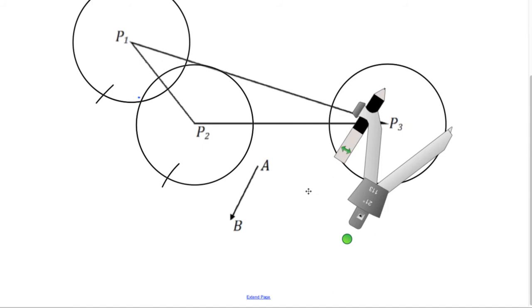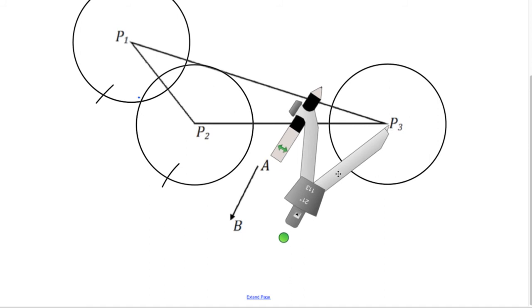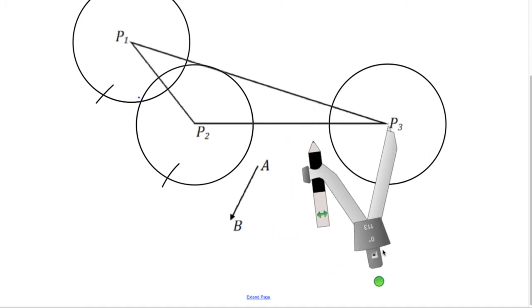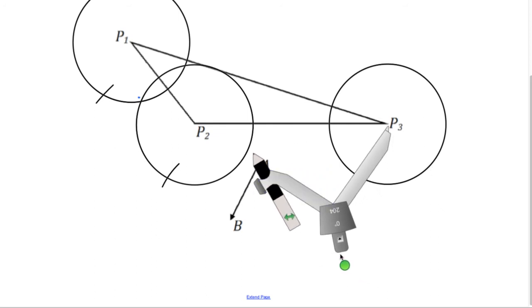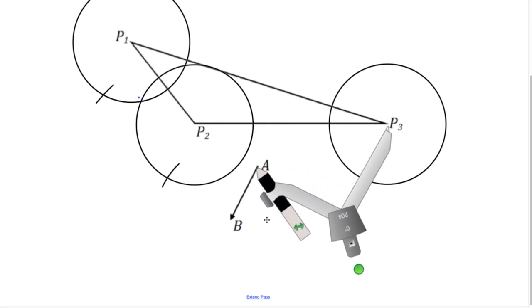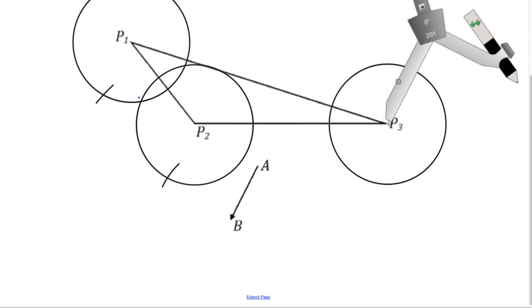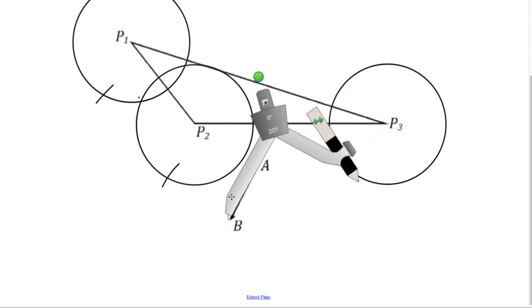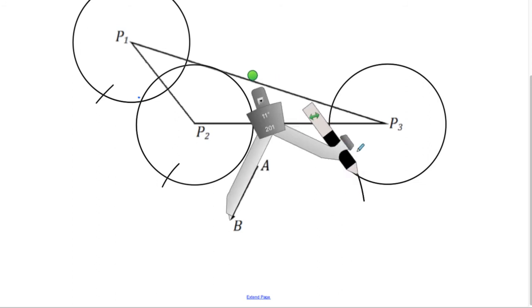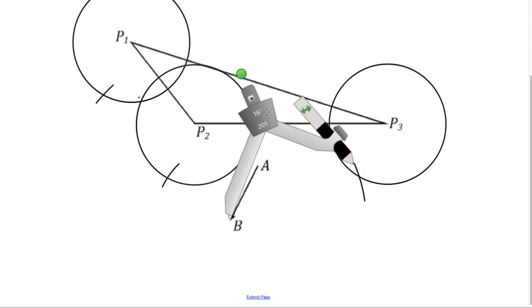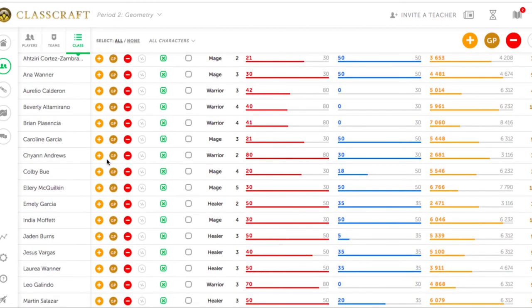All right, one of those people with your participation card. Emily, go for it. Do you measure the point between P3 and A? Yes, you do. And where do I make that circle around? Around B, yes. Turn in your participation card. Good job. Thank you, Emily.